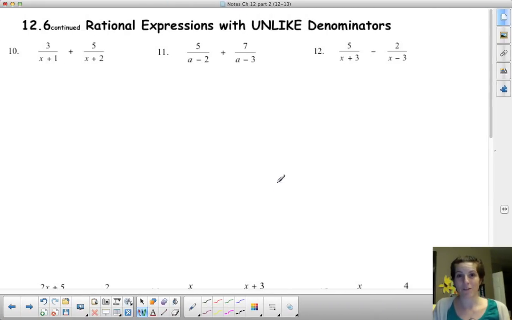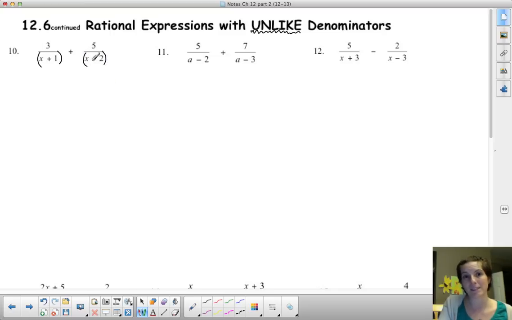So welcome to the third video. Remember, this is all about denominators that are unlike. So when we look at these, the first thing we should notice is that now we have binomials in the denominator, so they should get parentheses.